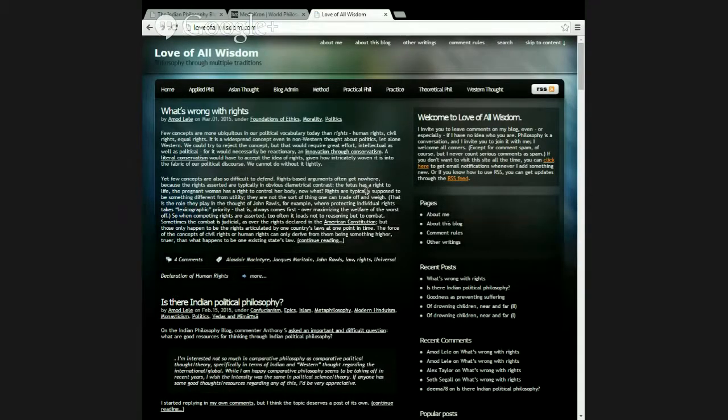This is called Love of All Wisdom, and the reason behind the title should probably be fairly obvious: it's a blog in cross-cultural philosophy across multiple traditions. So I try to think with Indian philosophy, Chinese philosophy, Greek, German, both interpretively and constructively, to try to build a project of philosophy more generally.